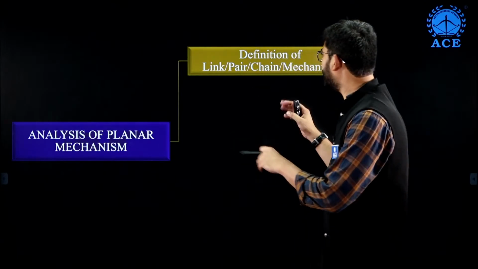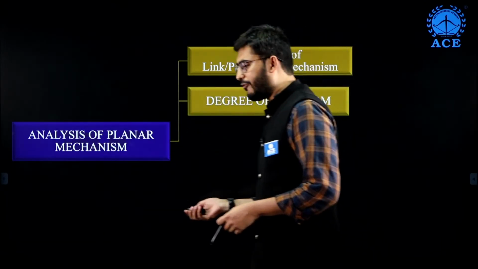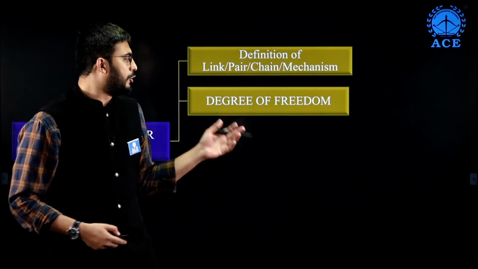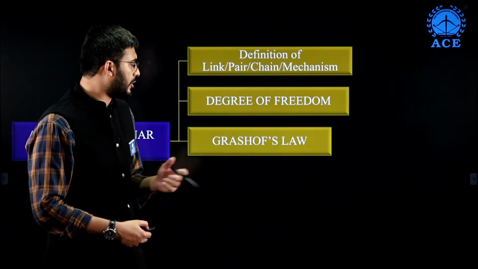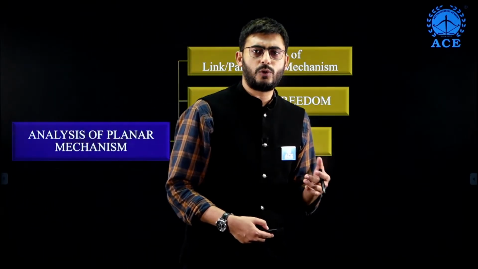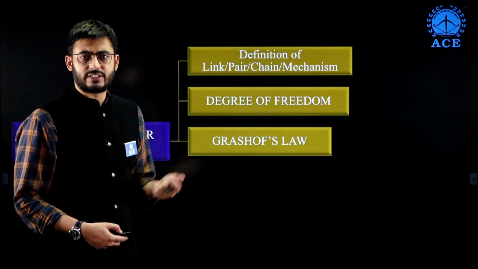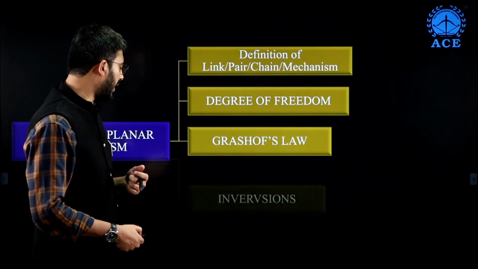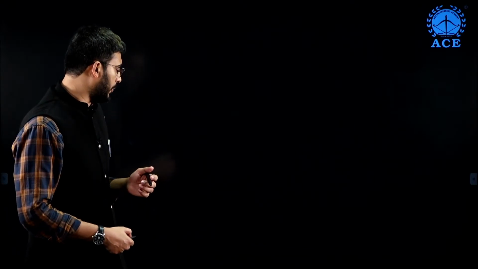Basically here we will have straightforward facts in this topic. Next is degree of freedom, where we may have a numerical kind of question. Next is Grashof's law. This is also a question based on a simple equation, that is L minimum plus L maximum should be less than or equal to P plus Q, where P and Q are the summation of the other links' lengths. Next is inversions, and the last one is quick return ratio.